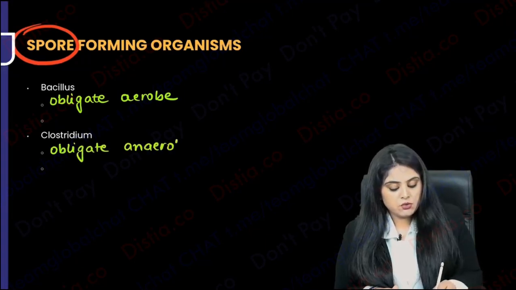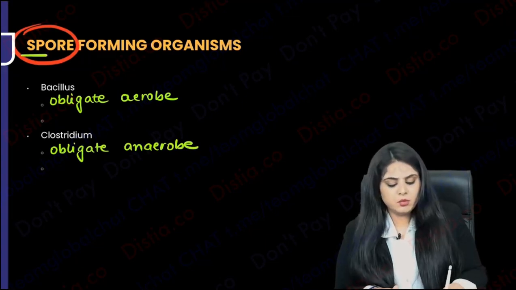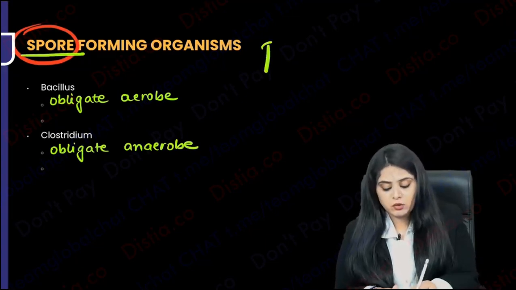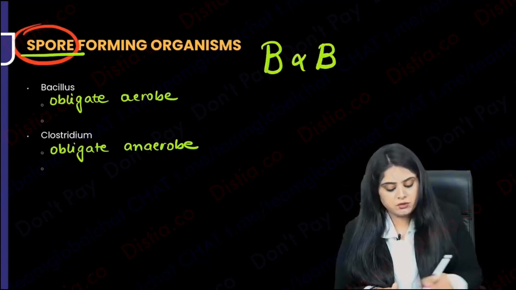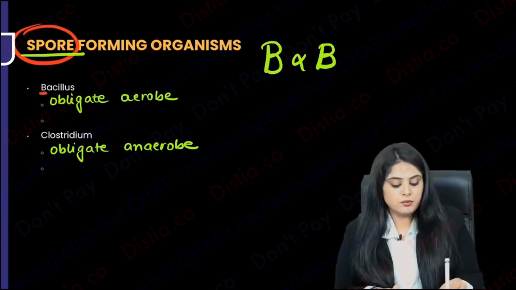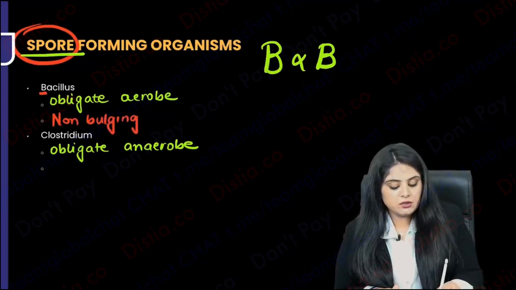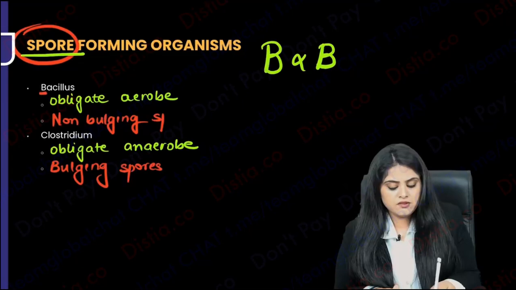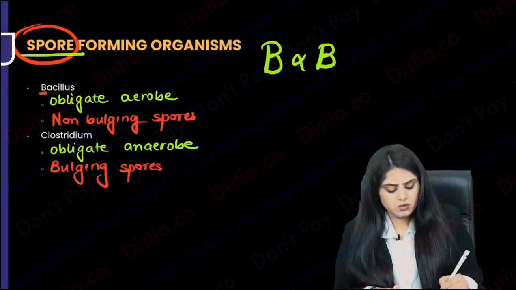Second point that you need to know is both of them have spores, but they ask you which has bulging and which has non-bulging spores. So remember, B is not for B. Bacillus has non-bulging spores. Whereas on the other hand, Clostridium is going to have bulging spores. This is a very common question that you are asked, and many students are not even aware of the meaning of bulging or non-bulging.